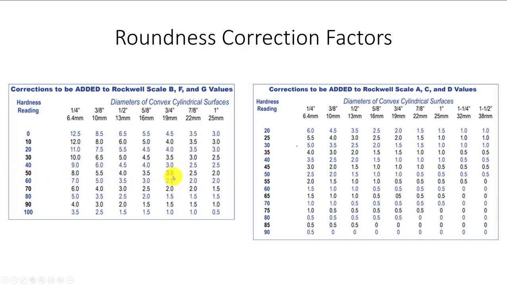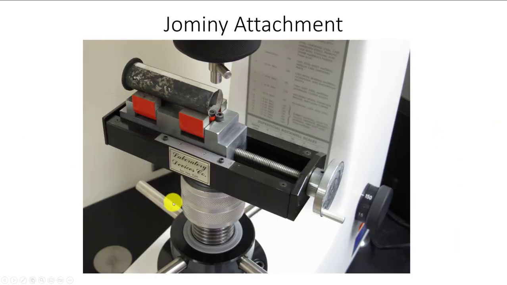Now, will our machines do that in lab? Yes, they will, but we turn that off because a lot of people forget to turn them off, and then people are getting data that's 5 or 10 points off, and we can't have that because that's a huge difference in the results. Later on in some of your labs, you may be using a Jominy test attachment, and we'll talk about that, and that's going to let us take hardness values across a part like this.